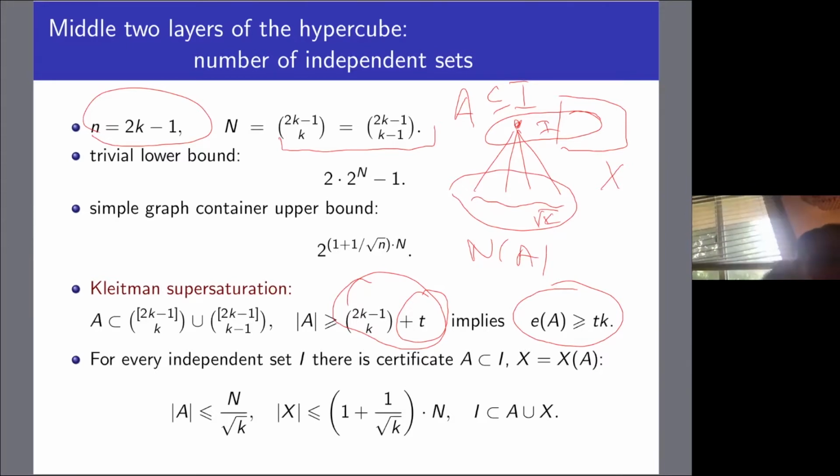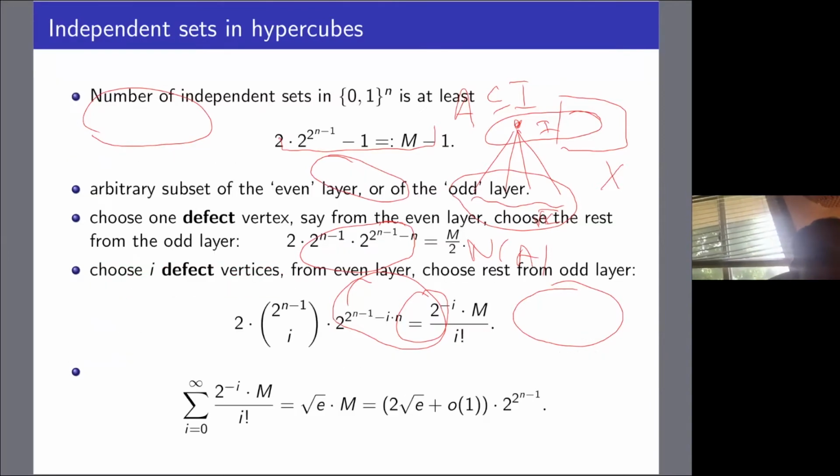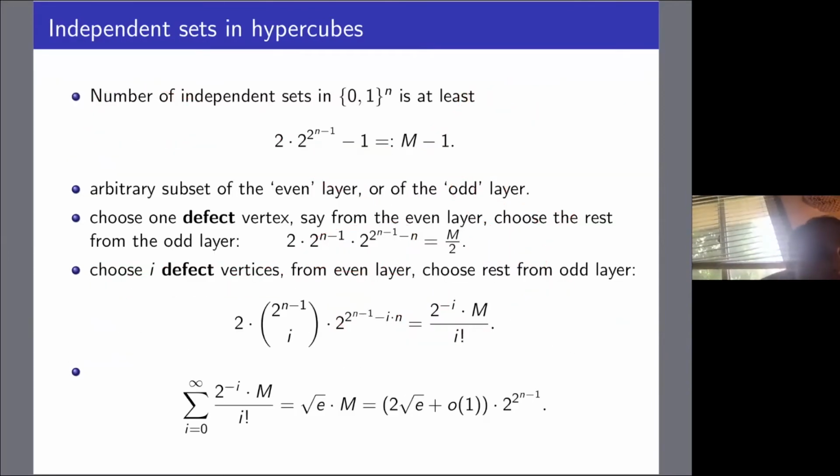The question is which bound could be better, the trivial lower bound or this simple upper bound. That was the problem that we tried to look at. So if we go back to the hypercube, recall that we looked at the trivial lower bound, and then we started to get more independent sets by slightly modifying the trivial way of generating independent sets.